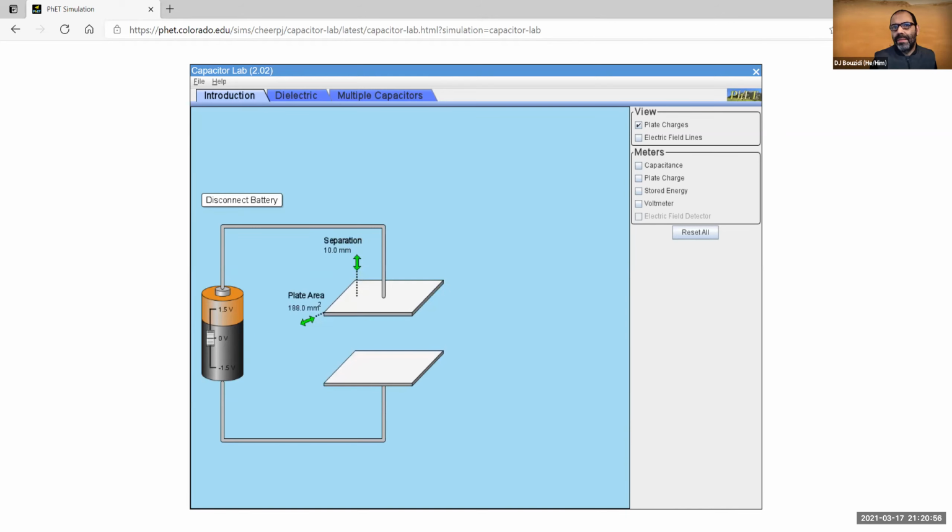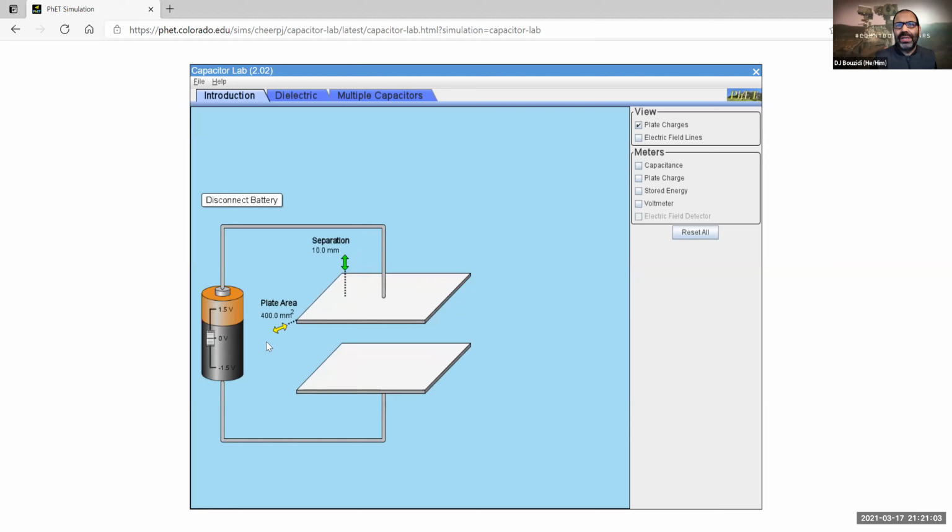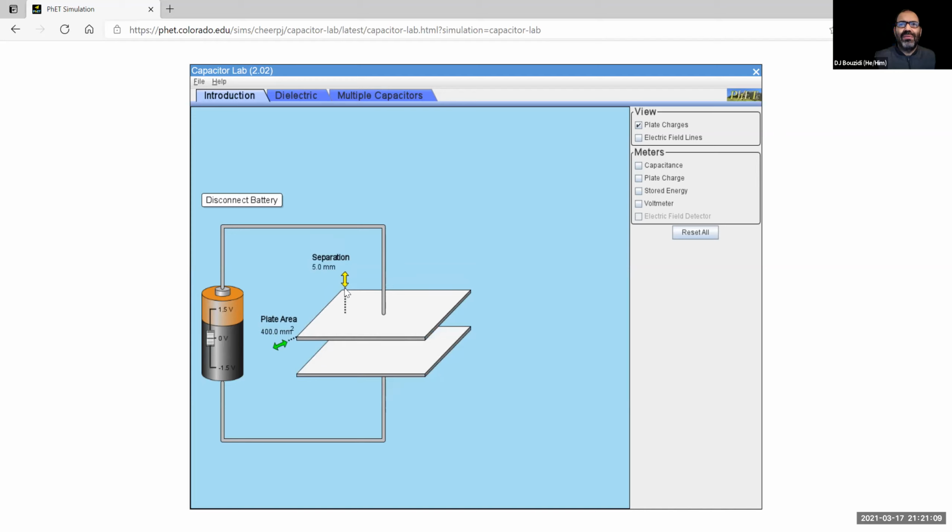Is this over or not? Still 92%. So we're supposed to have it at 400. It's 400. Now that this distance between them, it's 10 millimeters. So I'm going to drag it down to about 5 millimeters. So this is what you're supposed to do.